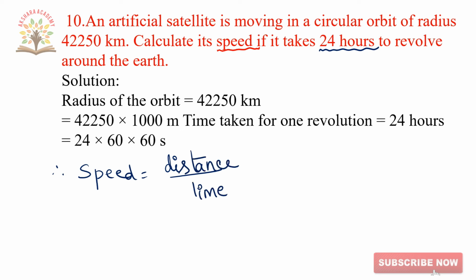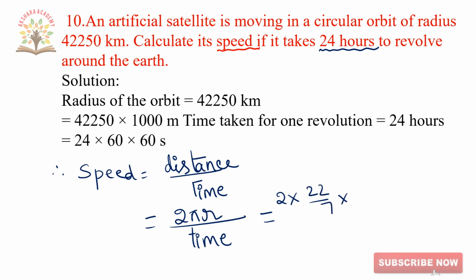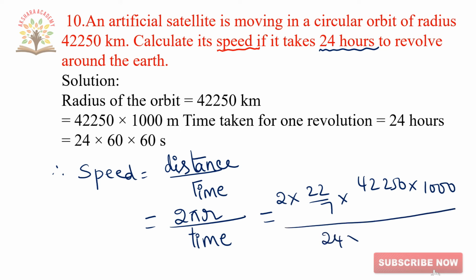Here distance is nothing but the circumference of the circle. Circumference of a circle is 2 pi r. So speed is 2 pi r by time. This is the formula for speed, that is distance by time. Now substituting values, 2 into pi value 22 by 7 into r given 42,250 into 1000, converting into meters, by time 24 hours converting into seconds, 24 into 60 into 60.